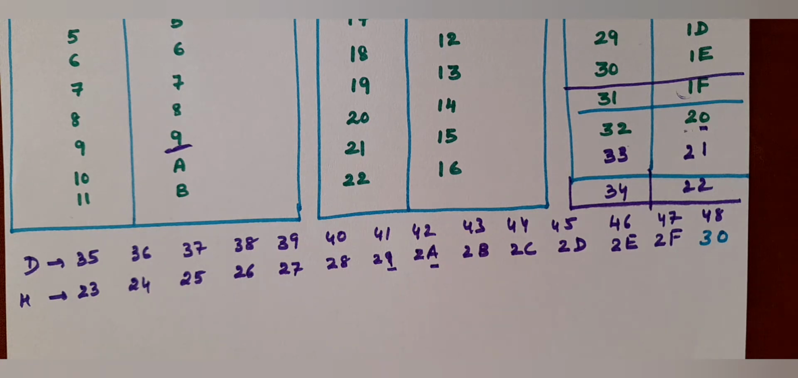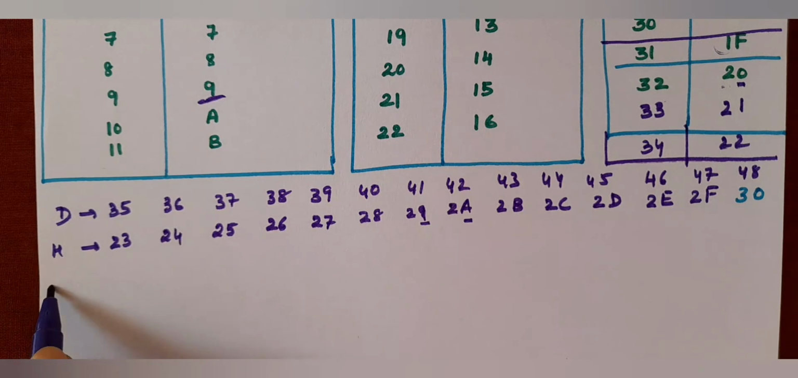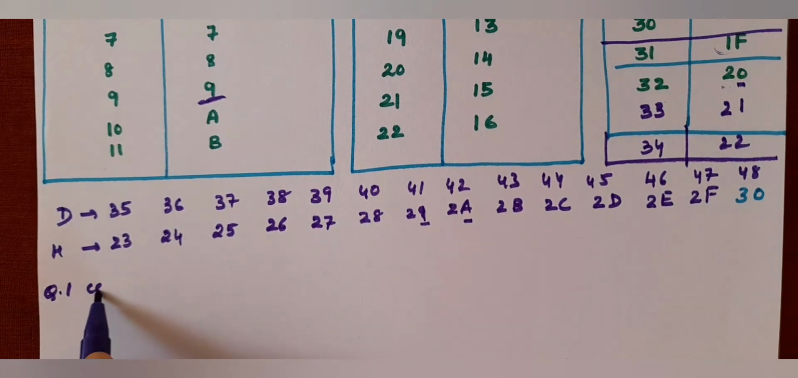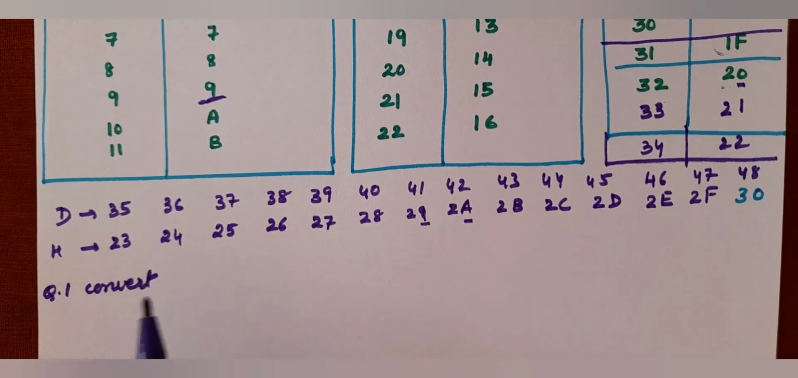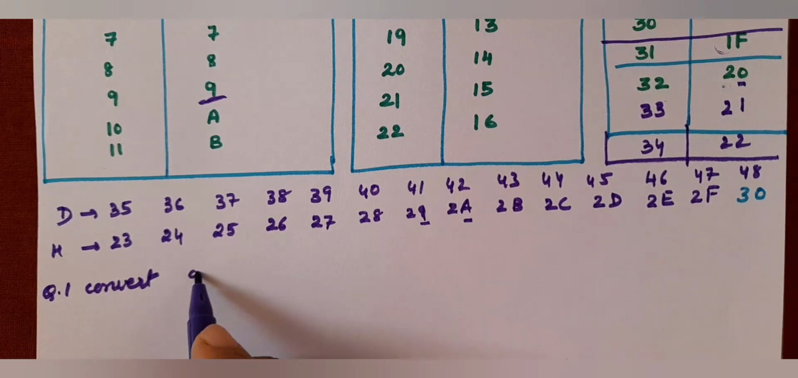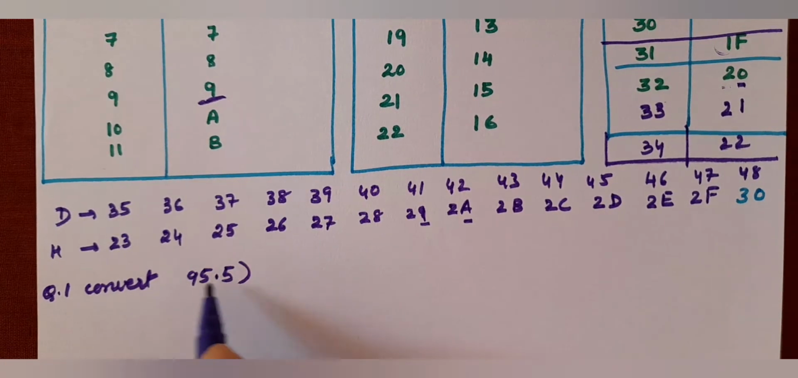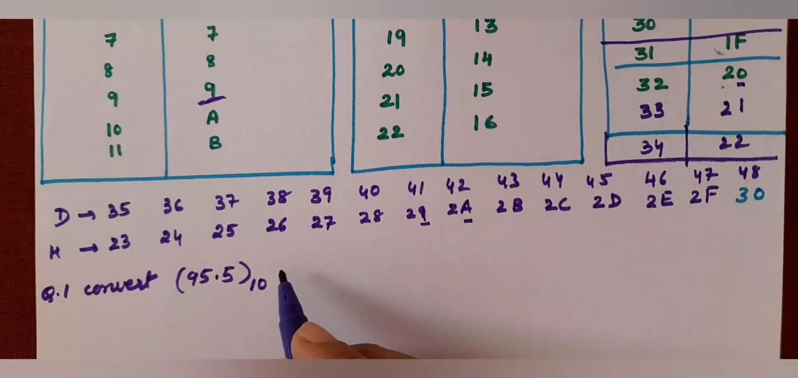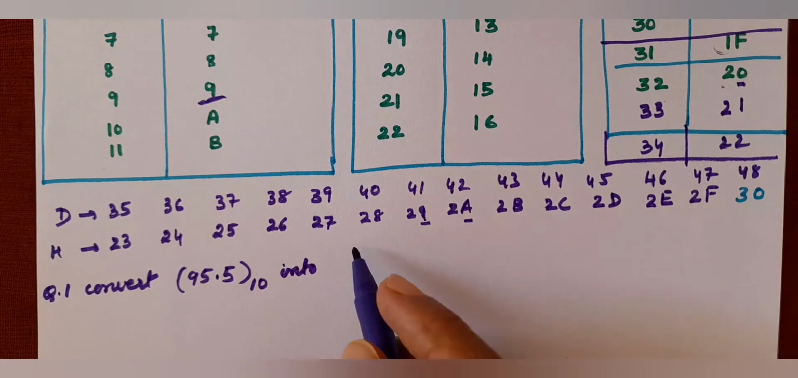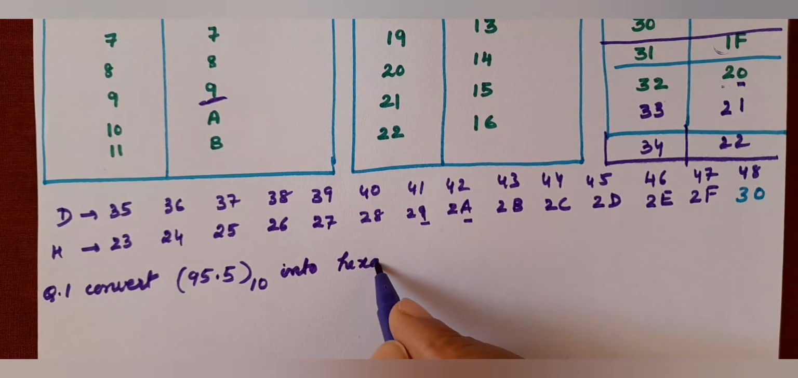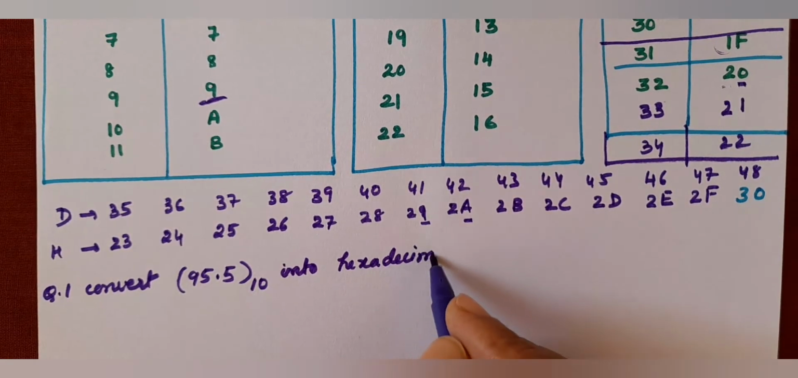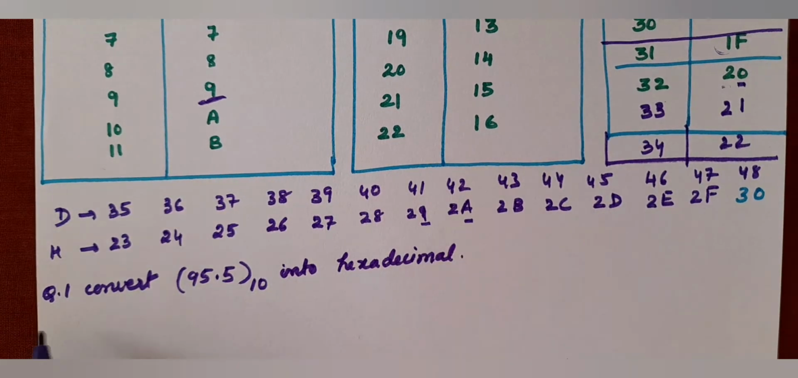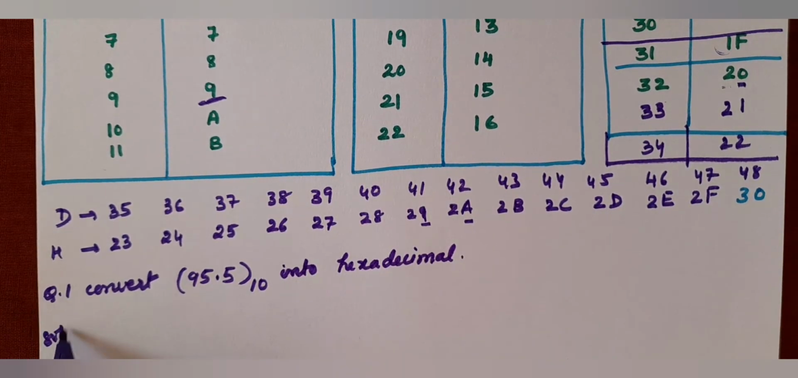So, now let us do a conversion problem. The first question is: convert 95.5 decimal, this is decimal because its base is 10, into a hexadecimal number. So, what is the solution now?